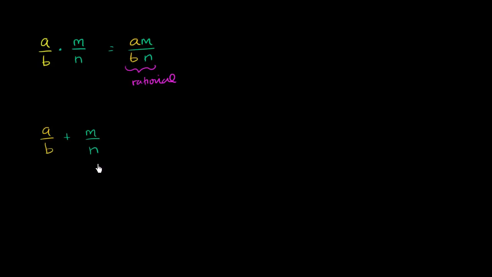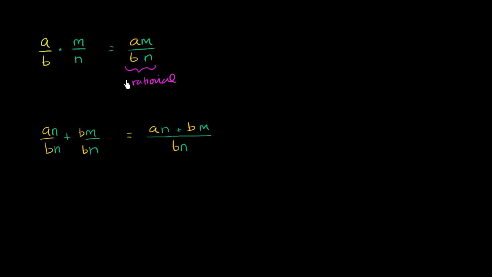Well, I can find a common denominator, and the easiest one is b times n. So let me multiply this fraction, this one, times n in the numerator and n in the denominator. And let me multiply this one times b in the numerator and b in the denominator. Now we've written them so they have a common denominator of bn. And so this is going to be equal to an plus bm, all of that over b times n.